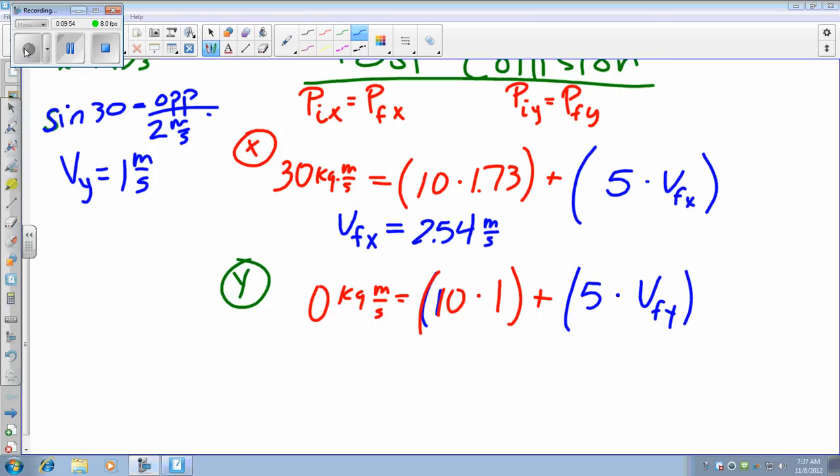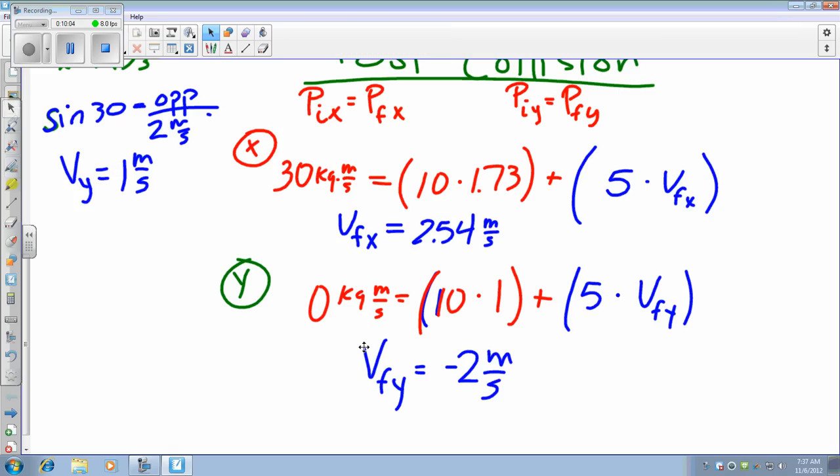All right. And after plugging and chugging in my calculator, I have a velocity final in the y of -2 meters per second, which is beautiful because remember, negative in this situation just means an opposite direction. So that makes sense because this is going to be in a downward direction, whereas the final velocity of the red ball was in an upward direction. So that makes sense.